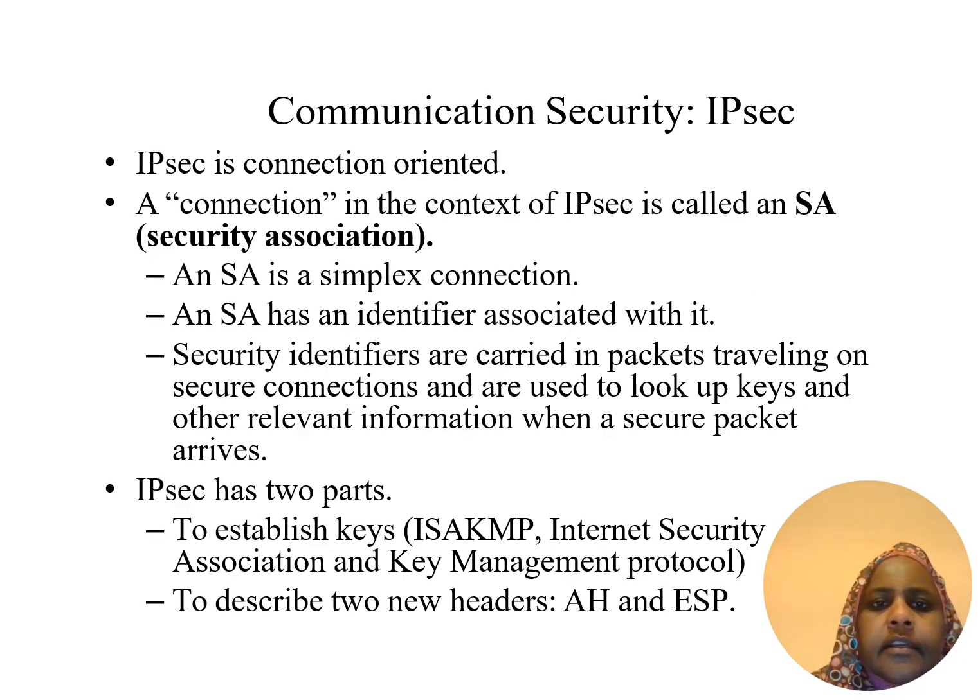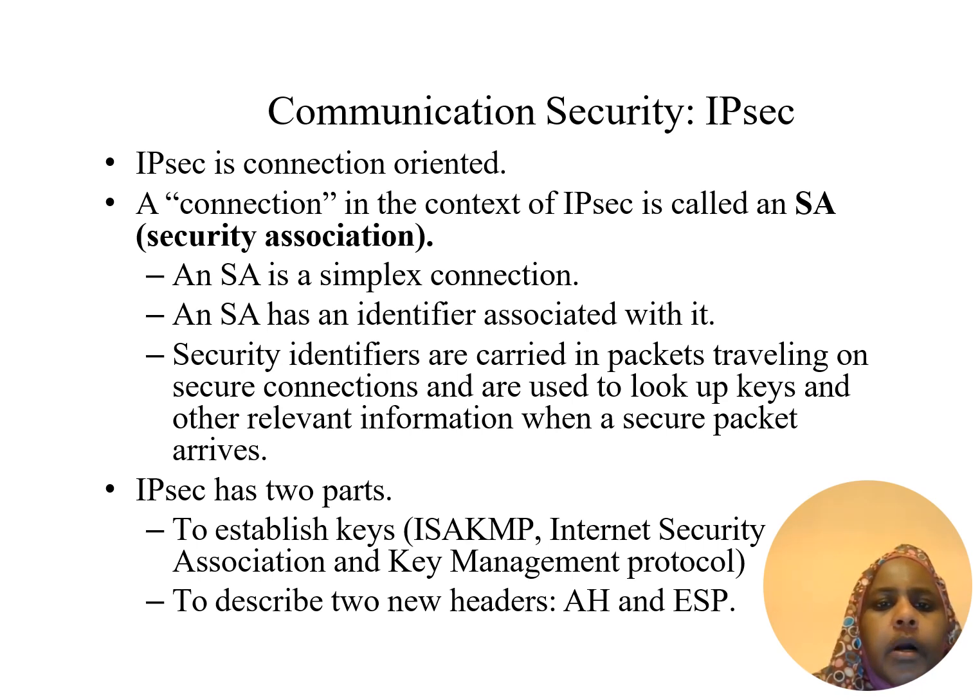IPsec is connection-oriented. A connection in the context of IPsec is called a Security Association, or SA. An SA is a simplex connection. In case you want to connect two entities in a duplex connection, you should have two simplex connections, one in each direction. An SA has an identifier associated with it, which defines it uniquely in the context of the connection. Security identifiers are carried in packets traveling over secure connections and are used to look up keys and other relevant information when secure packets arrive.